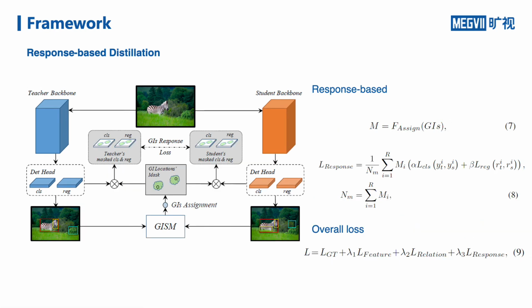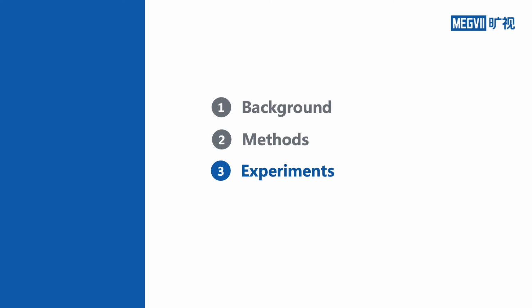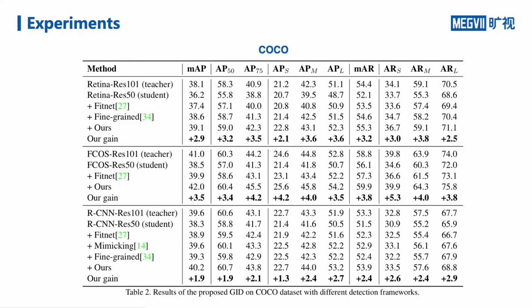As for the response-based distillation, we use label assignment function to mask the corresponding locations within GI boxes in the detection head. Then only the GI-related areas are distilled in both classification and regression branch. In the end, we add those three types of distillation loss with the task-specific loss to form the overall loss. In COCO dataset, all student models get significant performance gains from the teacher by our method.